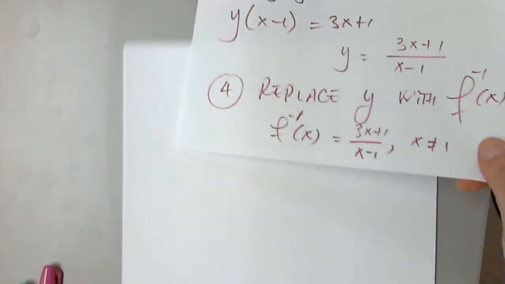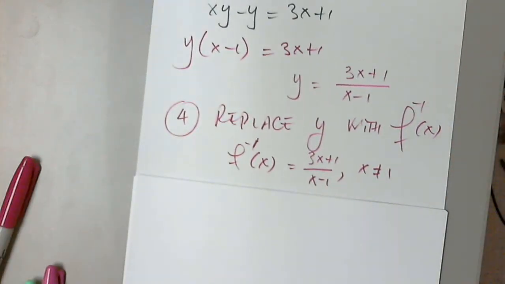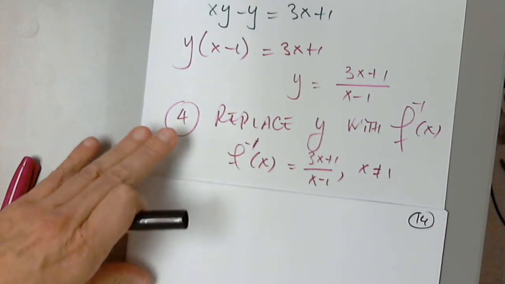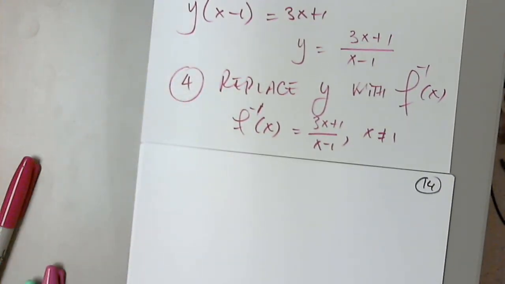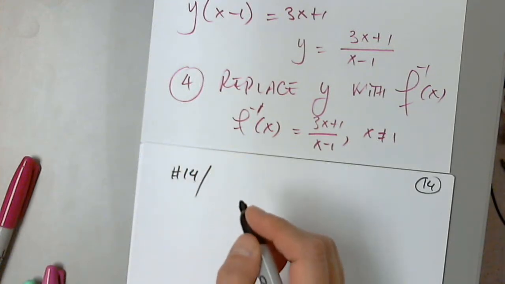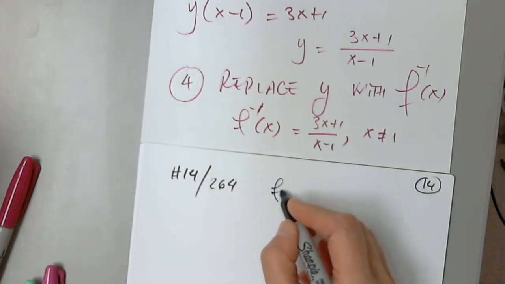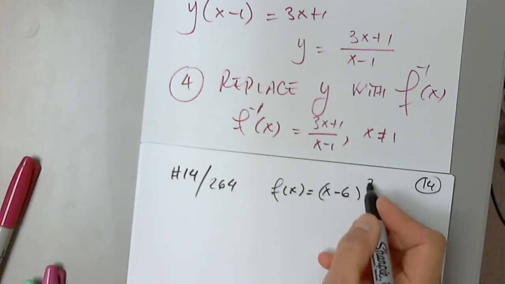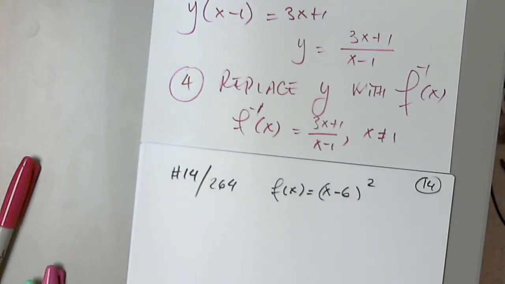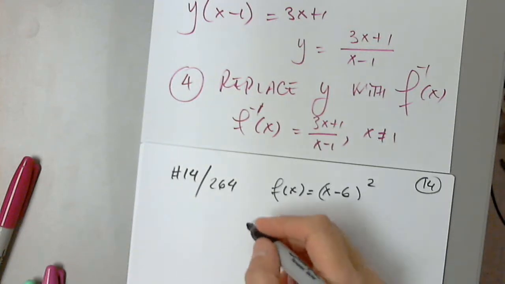So we want to look at another example, and then we'll talk about something interesting that happens. I'll tell you in a minute. So let's look at 14, on page 264. We are given f of x equals x minus 6 to the second power. We use transformations. We know exactly this graph is x squared, shifted where? To the right 6. This is the graph. Is this a one-to-one function? Okay, perfect.